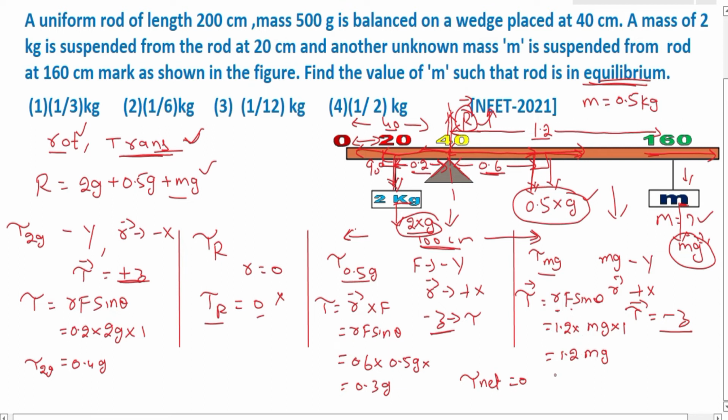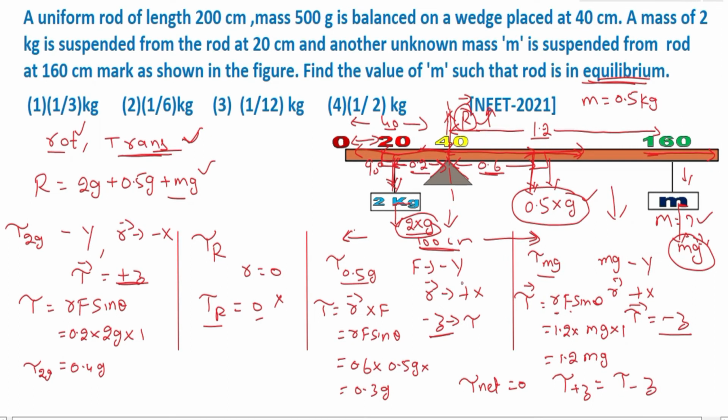That means the total torque acting along the positive z axis should be equal to the total torque acting along the negative z axis. The only torque acting on the positive z axis is 0.4g. So the total torque acting on the positive z axis will be 0.4g. So we can write like this.